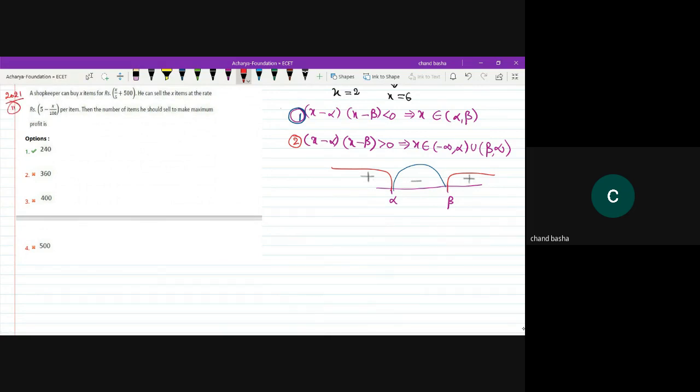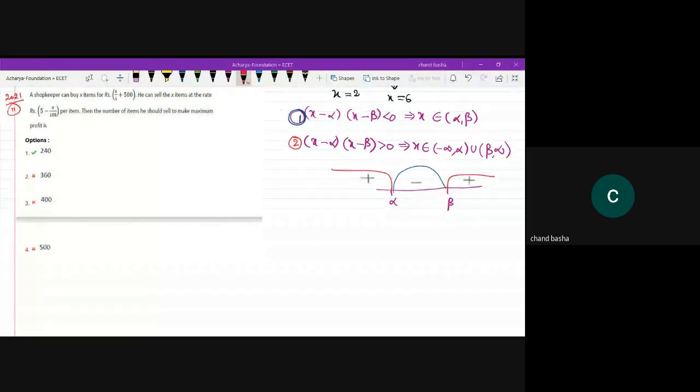2011, a shopkeeper can buy X items for X by 5 plus 500. And he can sell X items for the price of 5 minus X by 100. Find the number of items should he sell to reach the maximum value.